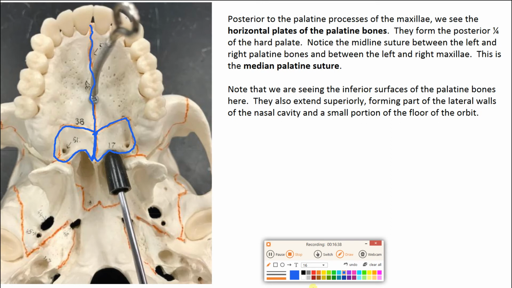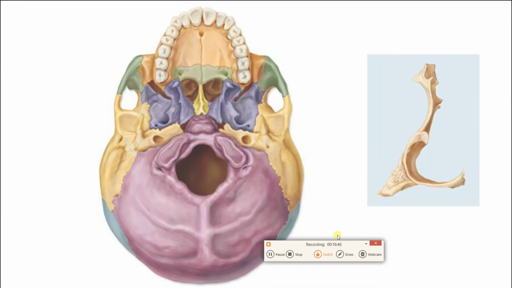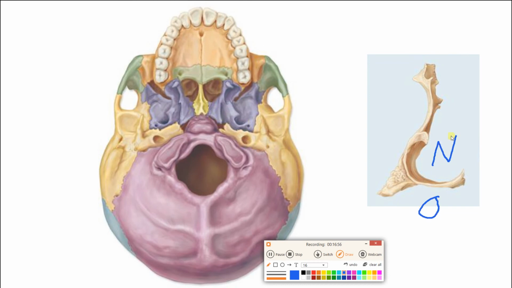Now, I just want to reiterate, in this view, we are just seeing a little chunk of the palatine bone. Remember, the palatine bone actually goes up as well. So in this view right here, the oral cavity would be down here. The nasal cavity would be right here. The orbital cavity is actually up here. So the palatine bone is going to hit 1, 2, 3 cavities.